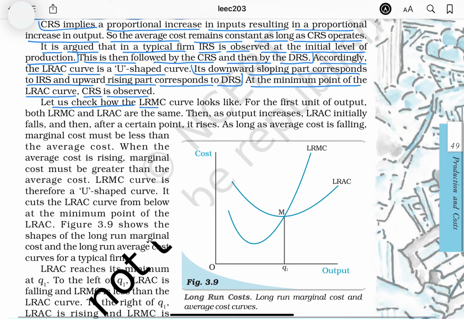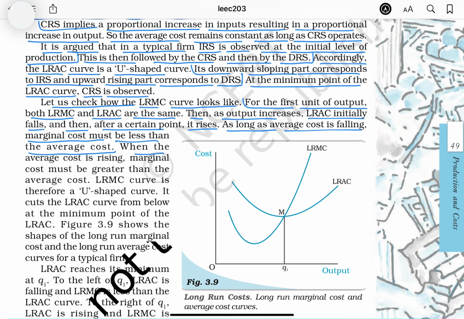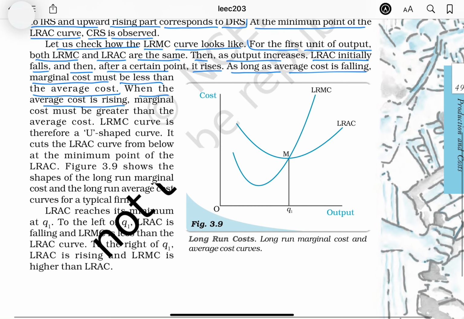Let us check how the LRMC curve looks. For the first unit of output, both LRMC and LRAC are the same. Then as output increases, LRAC initially falls and then after a certain point it rises. As long as average cost is falling, marginal cost must be less than the average cost. When the average cost is rising, marginal cost must be greater than the average cost. LRMC curve is therefore a U-shaped curve. It cuts the LRAC curve from below at the minimum point of the LRAC.